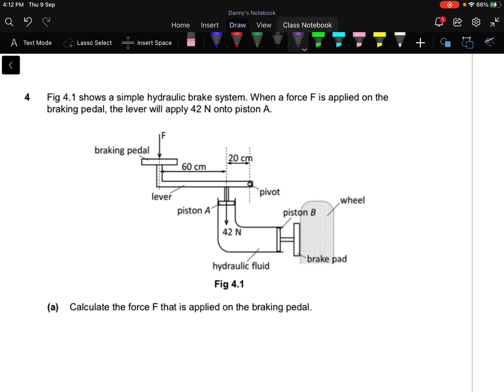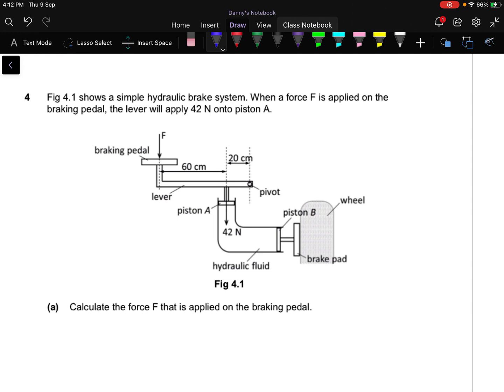Okay, for question 4, it is a hybrid question that combines content from pressure and also content from moment. In fact, this is a homework question that is in your worksheet. If you look up the worksheets in your moment chapter, this is one of the questions in your homework. So if you are not able to do this question, it is kind of disappointing.